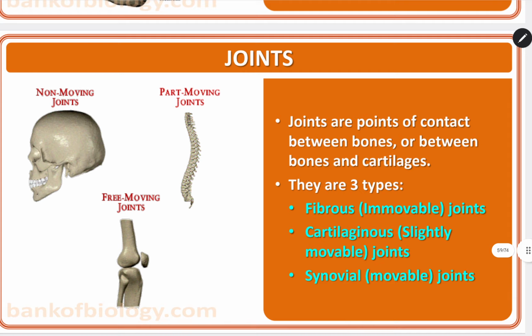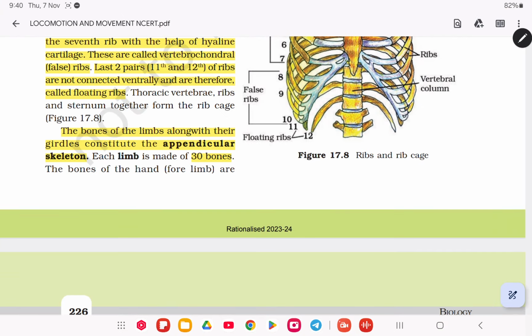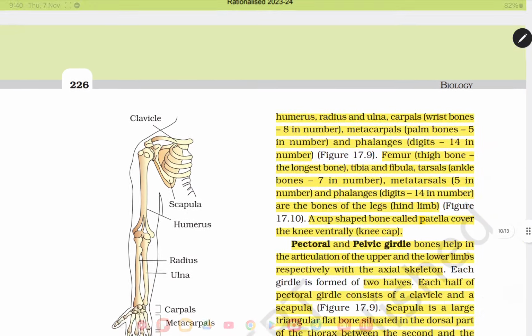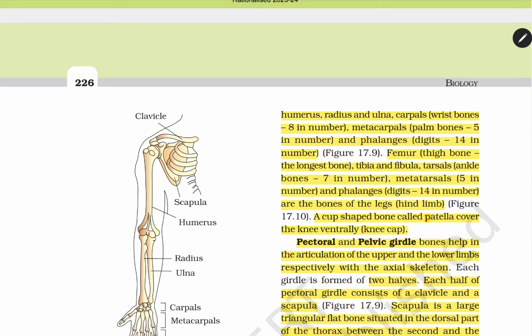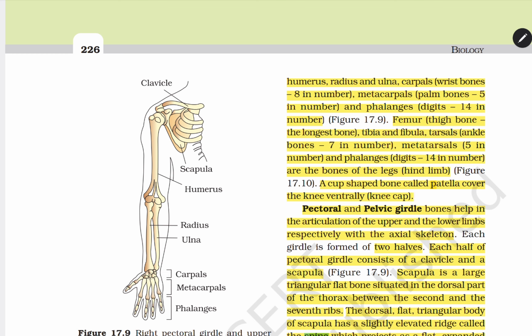Next is your joints. Let's see the NCERT, what it says. The bones of the limbs along with their girdle constitute the appendicular skeleton. Each limb is made up of 30 bones. The bones of the forelimb: humerus, radius, ulna, carpals, metacarpals and phalanges, and femur, tibia, fibula, tarsals, metatarsals, phalanges are the bones of hind limb or leg.